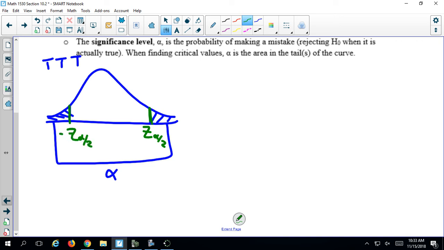For confidence intervals, we only used one of these because we added and subtracted it when we found the confidence interval. We added and subtracted the margin of error. But with critical values in hypothesis testing, in the two-tail test, we use both of those because we want to see where the test statistic falls. Okay. Let's do the left-tail test.